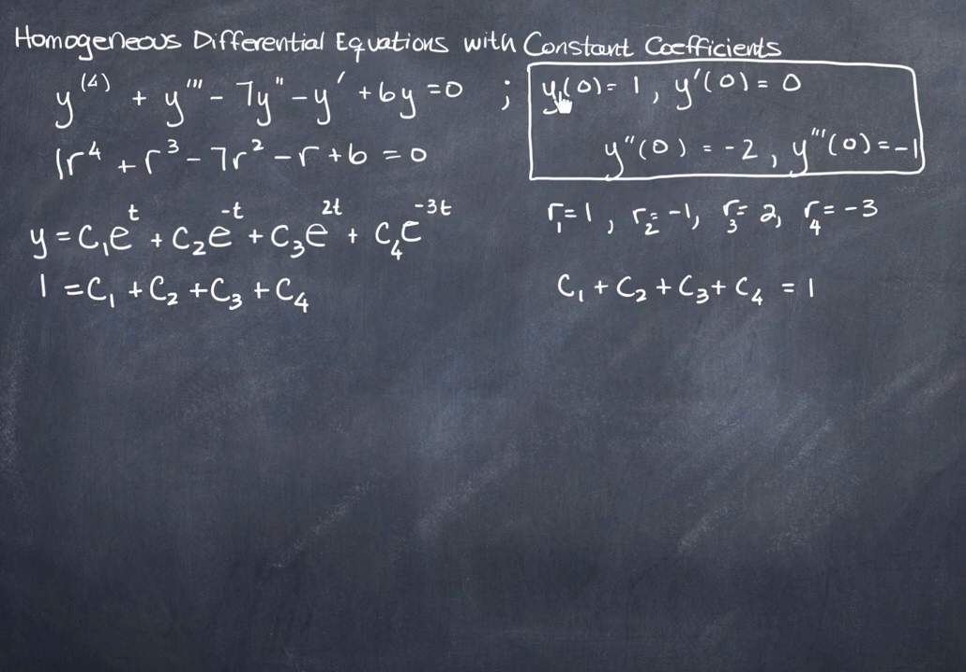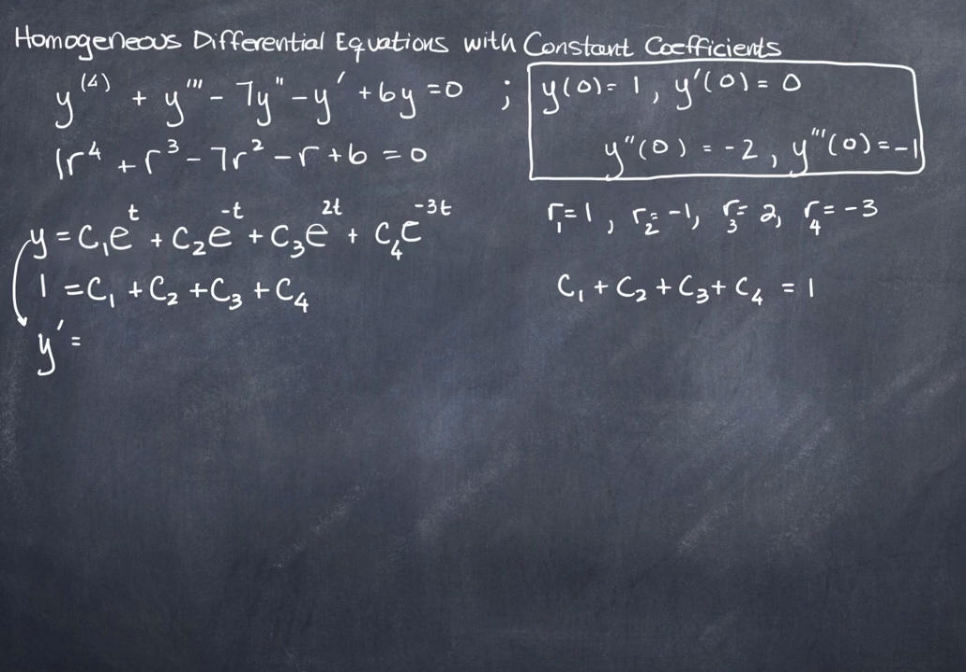So I've used this initial condition, but none of the others. In order to use this one, I have to have the derivative of my solution, the derivative of y. Well, I don't have that, but I can take it, right? I can take the derivative of y, and I get y prime equals. Now, remember your product rule and your chain rule and all that good stuff when you're doing these. This is a product.